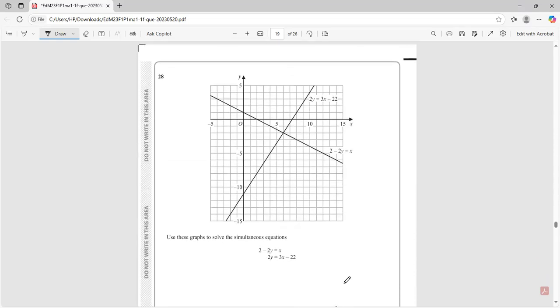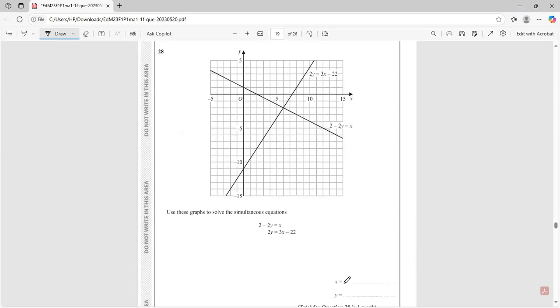Okay. It says use these graphs. The next question. Use these graphs to solve simultaneous equations. And that reminds me, one of the ways of solving simultaneous equations is to use a graph. So I guess this is an application for that. And remember, simultaneous equations are simply equations where the same set of values for the two variables solve both equations. So if you want to use a graph to do it, simple, find out where the two graphs intersect. That's all, no big deal.